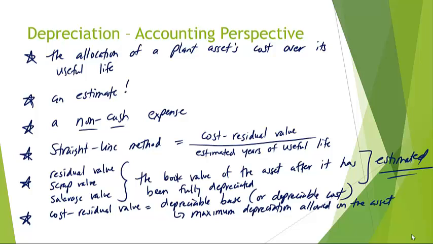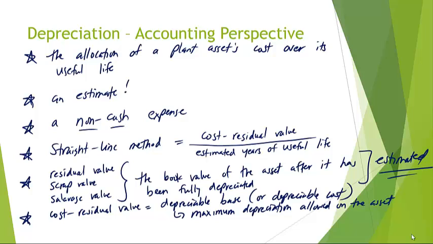Remember, there's no adjusting entry that has cash in it, so we have to understand that this will be a non-cash expense that we're dealing with. For now, we'll stick with the straight line method, for which the formula is cost minus residual value divided by estimated years of useful life. And you could refer to residual value as that, scrap value, or salvage value. All of those three terms mean exactly the same thing. And that really refers to the book value of the asset after it has been fully depreciated. And remember, that's going to be an estimate.